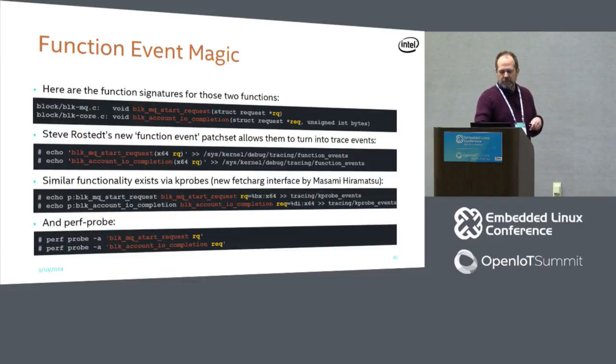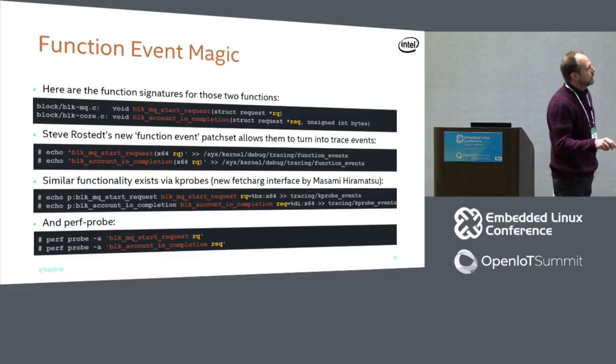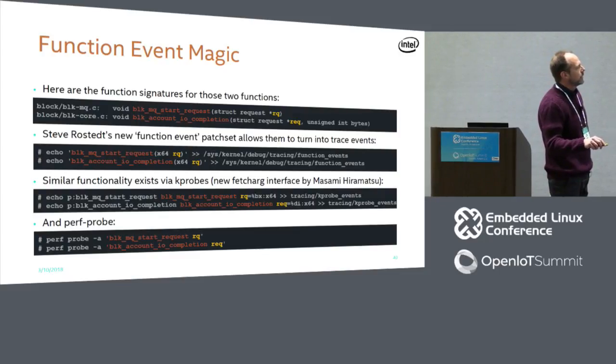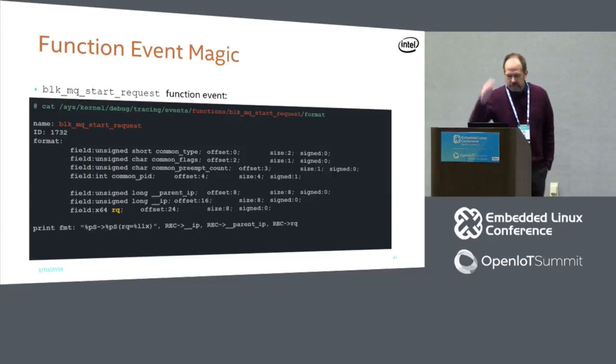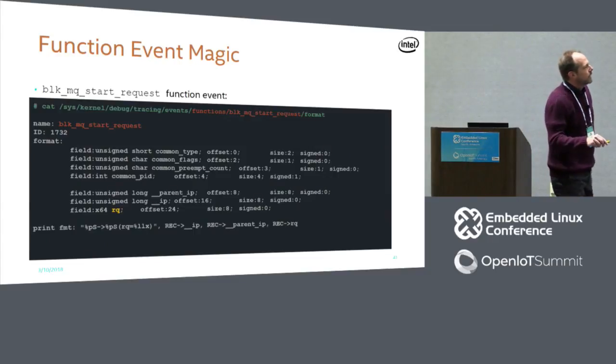To do that, you echo the name of the function and the parameter you want into this function events file, and then you'll end up with an event like this. You can see it's the name of the function, it's under the function subsystem, and here's our request object that we were interested in.